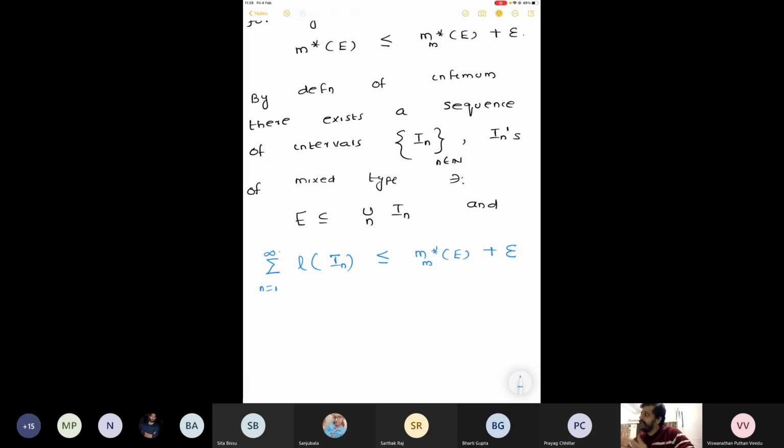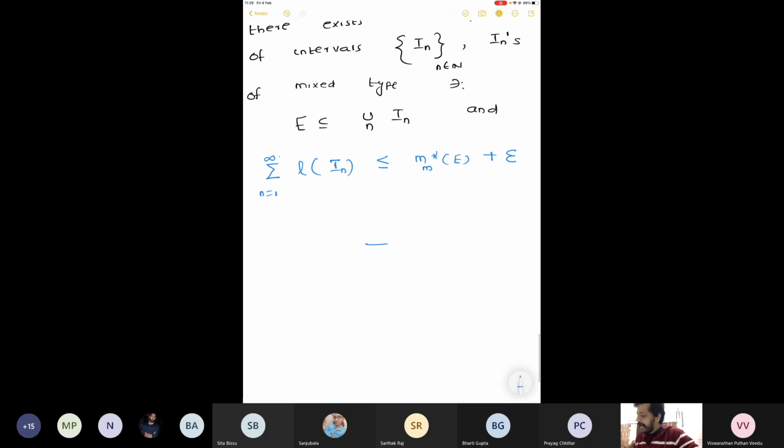Okay, and the length of that interval, that difference, is small. So let us take an I_n, a particular interval in that collection. I don't know what its type is. It can be something like this, for instance, or it can be of this type. I don't know, but let me work with the bounded case for the time being.